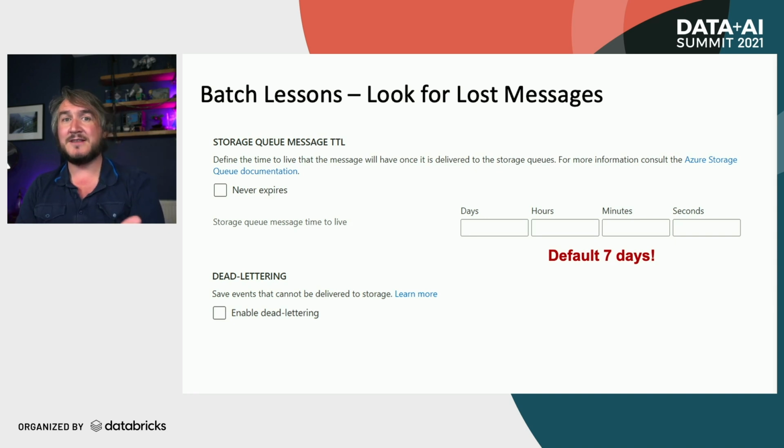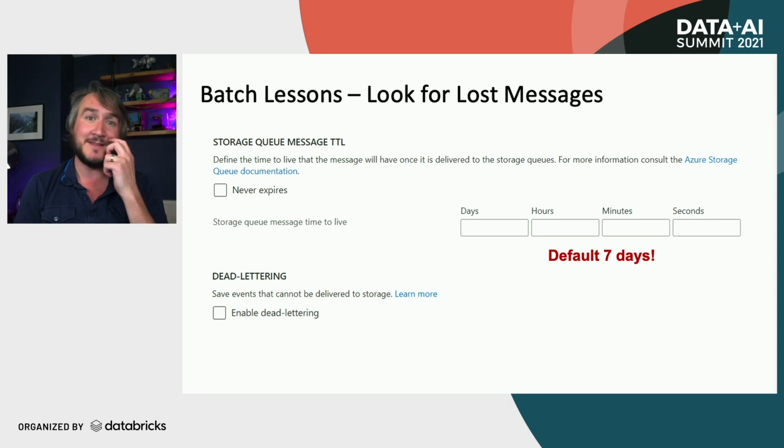So if you're running this in batch mode, and you pause it for maintenance, or pause it over the Christmas holidays, and then you come back and try to start things again, if it's been longer than 7 days, you'll have lost those messages with the default settings. Unfortunately, Autoloader does use the default settings. It doesn't provide a number of days, and the default is 7.